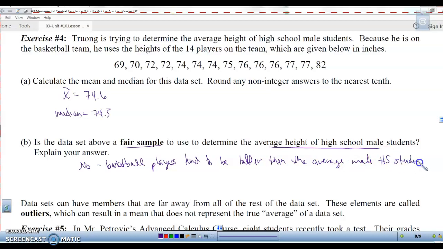So, would this be a fair sample to say the average student in the school? No, it wouldn't, because basketball players are taller. So that's not a fair sample. If he'd gone somewhere else, maybe to the cafeteria or something, where everybody eats, then it would probably be more of a fair sample.